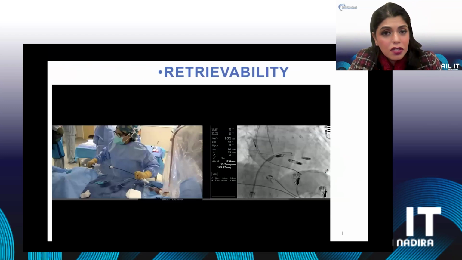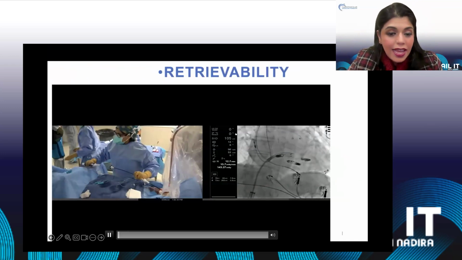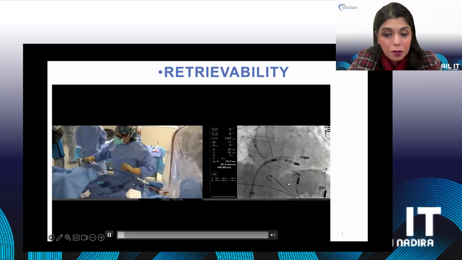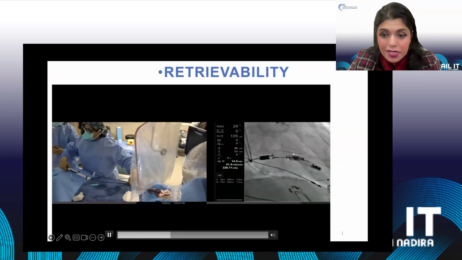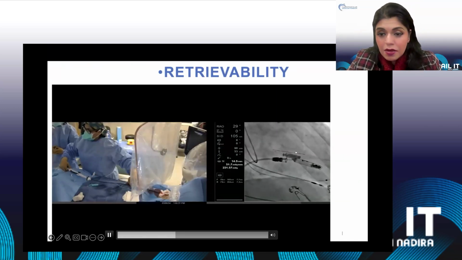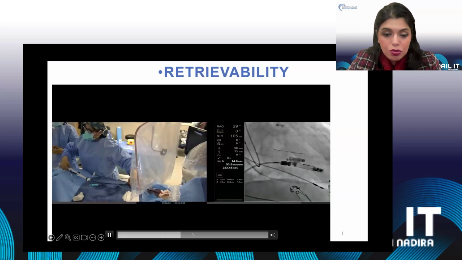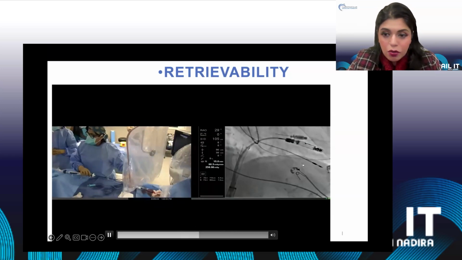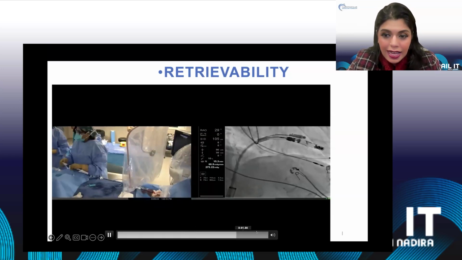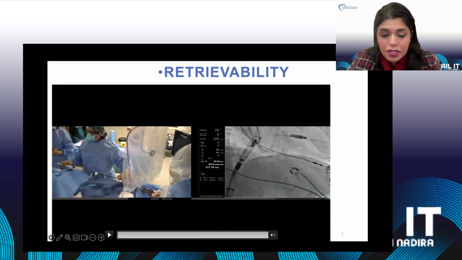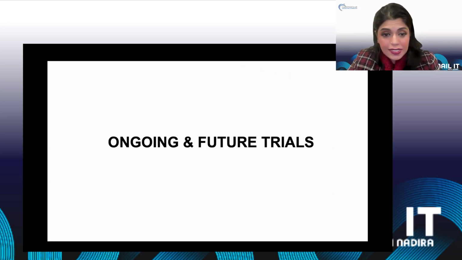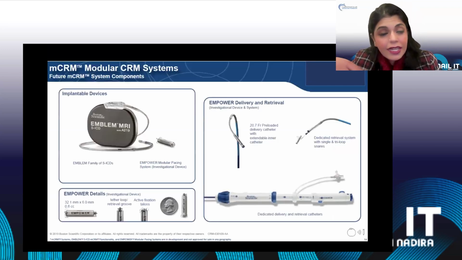And the other thing we talked about is retrievability. This was a patient that we actually had to upgrade because of pacing cardiomyopathy. And because of the way the system is, it comes with the retrieval system. It's a tri-loop snare that allows us to retrieve it. You just rotate counterclockwise to remove the helix and take the device out in its entirety. And because of that, we don't have to put a lot of these devices in and leave them behind.